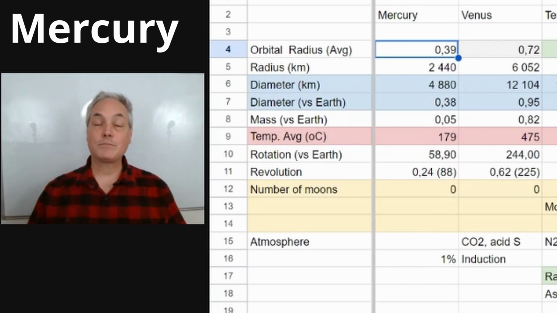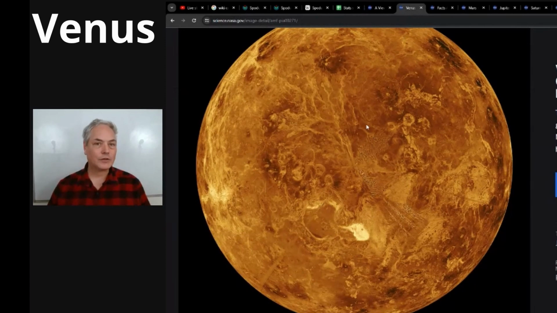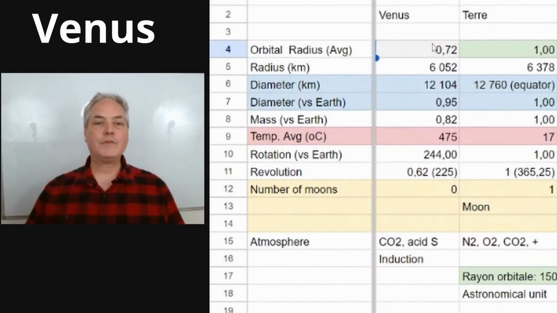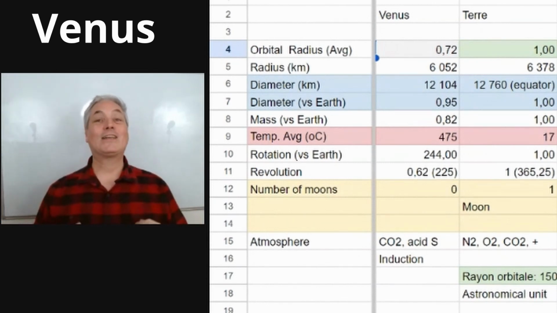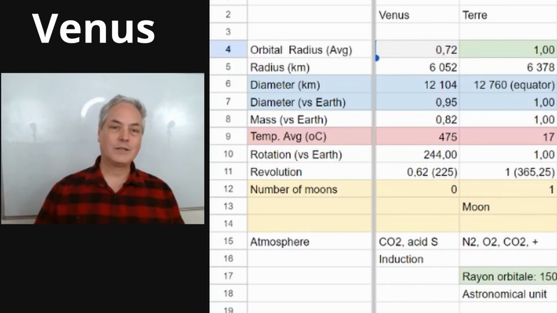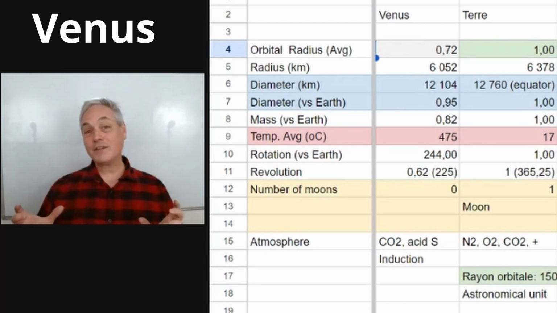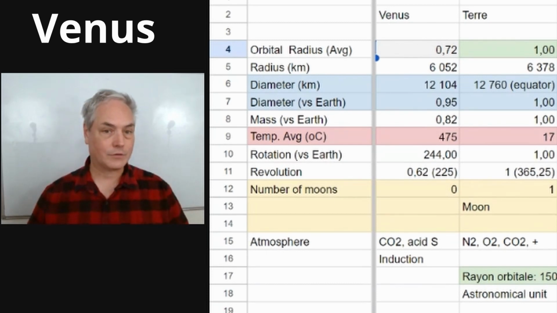So that is our first planet today. If we want to learn more about Venus, let's see what its stats and facts are here. So with respect to Venus, let's see if I can move this one this way. Venus is much closer to the sun. It's about 70% of the distance, so it's 0.72 astronomical units. We have a diameter of about 12,000 kilometers. So it's very, very close to what our planet is. The diameter of Venus is about 95% the diameter of Earth.